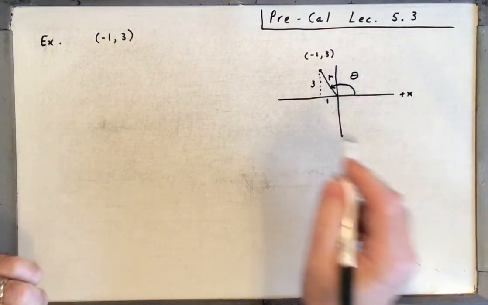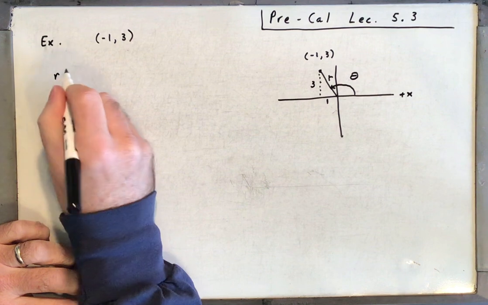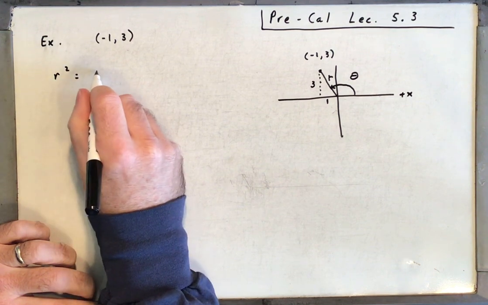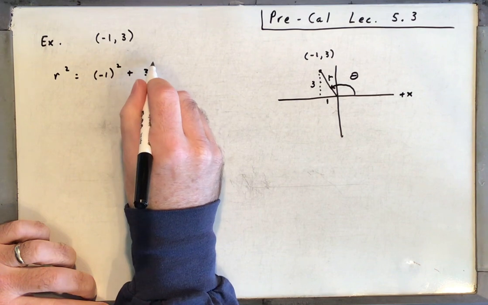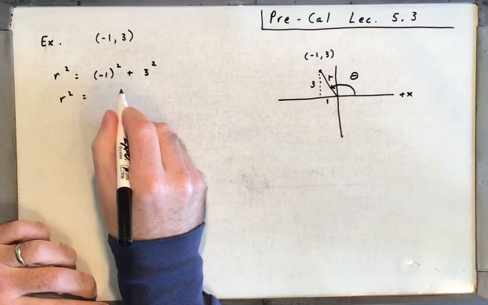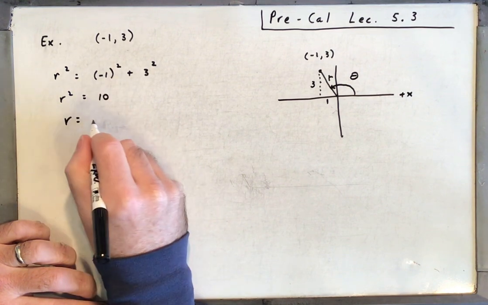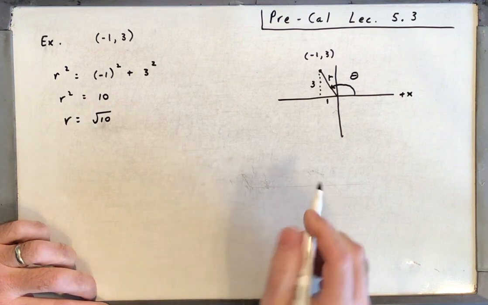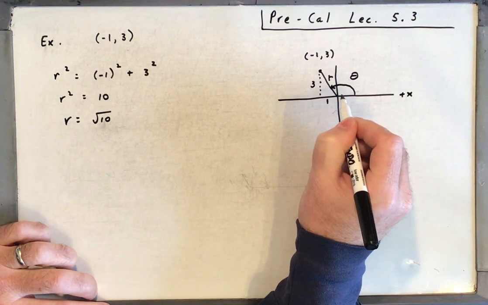All right, so first of all, let's get r. We know that r squared is going to be (-1) squared plus 3 squared. So r squared is going to be 10. Therefore, r will be the square root of 10. So we have the hypotenuse. It's the square root of 10.